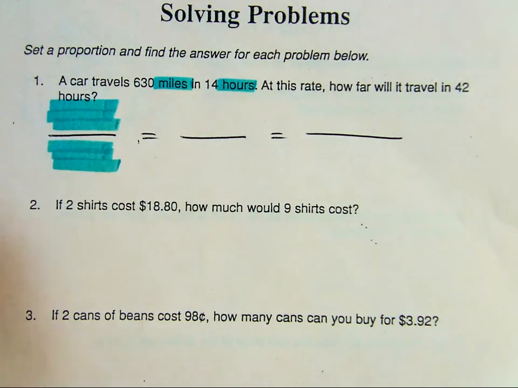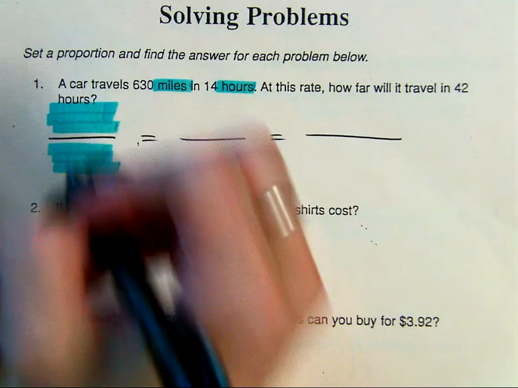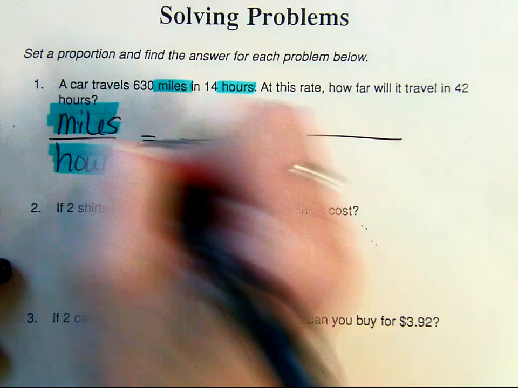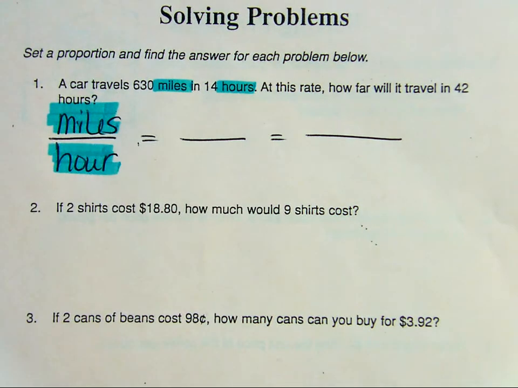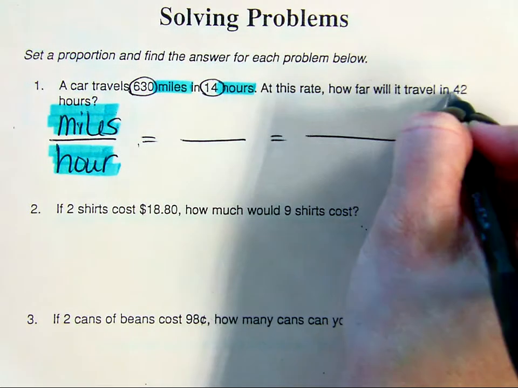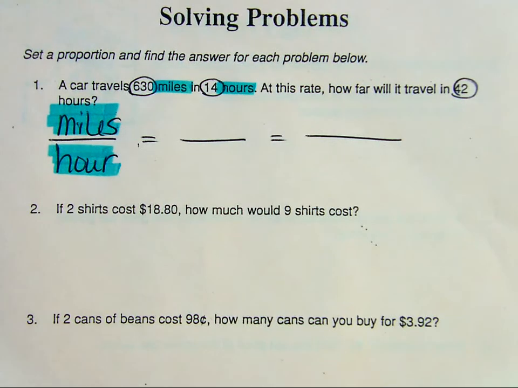So, miles per hour. And we learned how to figure that out, right? It's not hours per mile, it's miles per hour. Now, circle your numbers. We have a 630, a 14, a 42, and that's it. I'm not given 4, I'm only given 3, which means one of them that I don't know is the unknown.